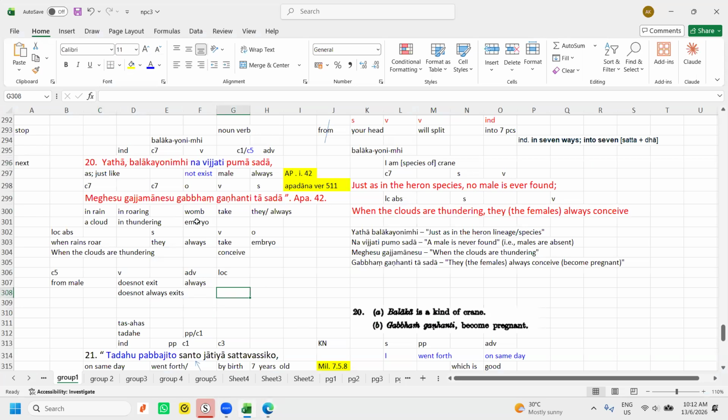Locative, that means this one is a species. Singular species of brown. Okay. Singular. Okay. So our construction for this line will be something like that. That means from a male, there does not always exist a species of a brown crane.